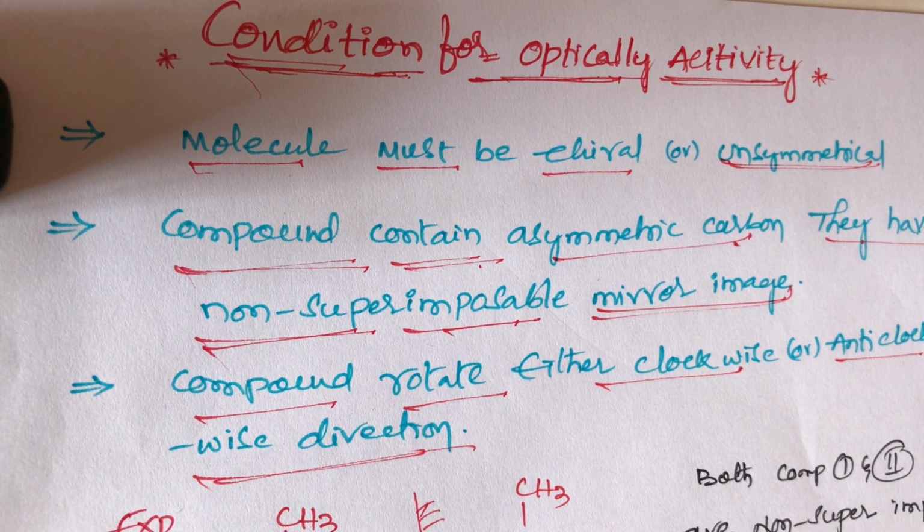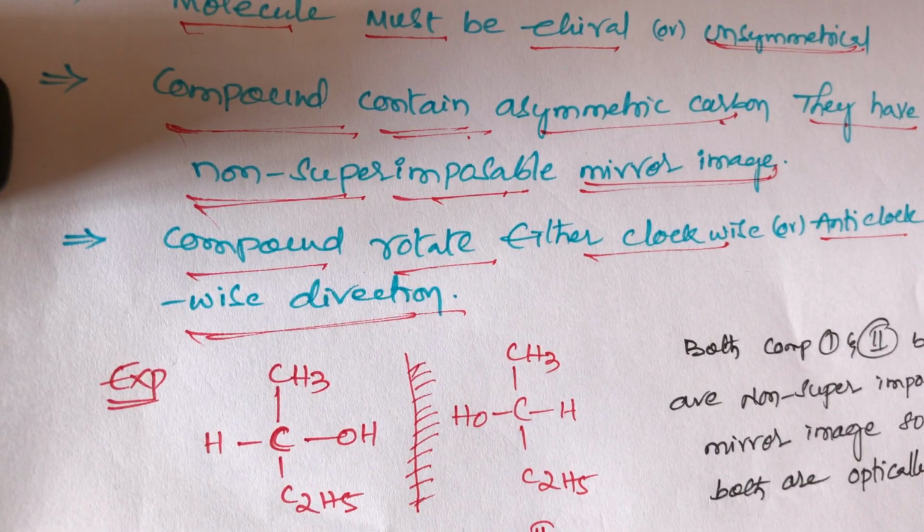First condition is the molecule must be chiral, second condition is the compound contains an asymmetric carbon and has non-superimposable mirror images, and the third condition is the compound will rotate either clockwise or anti-clockwise. So these are the important conditions for optical activity.